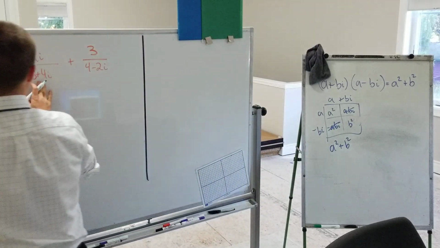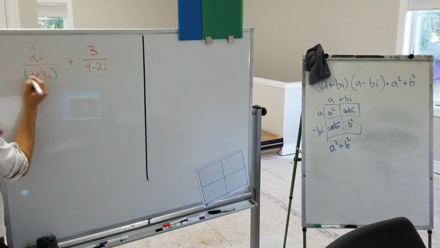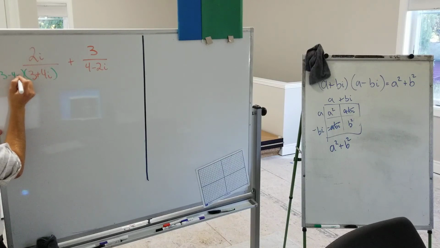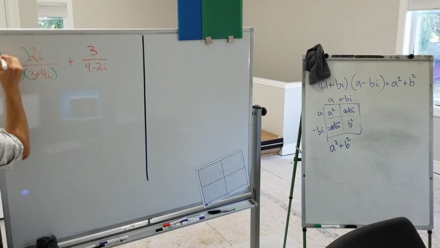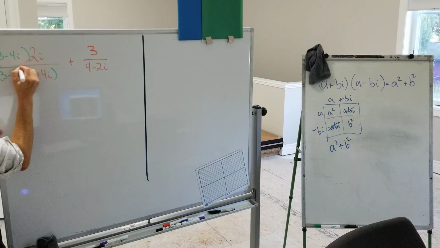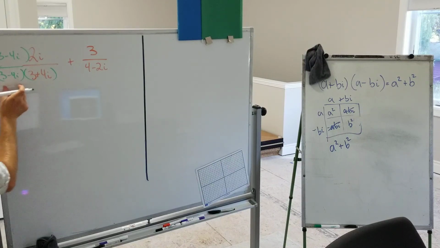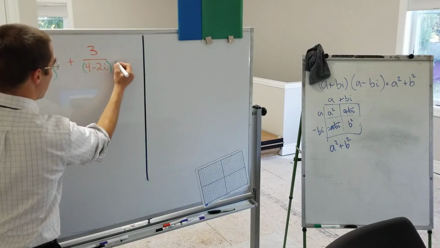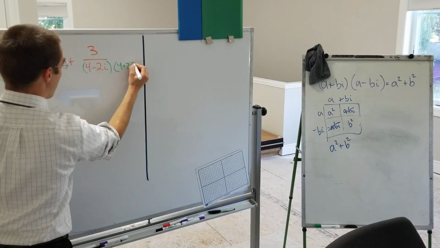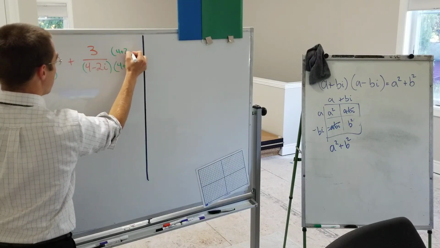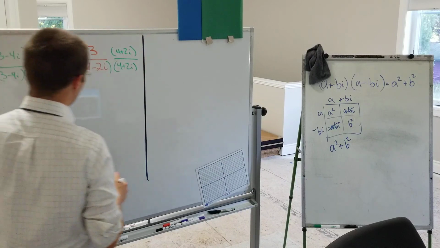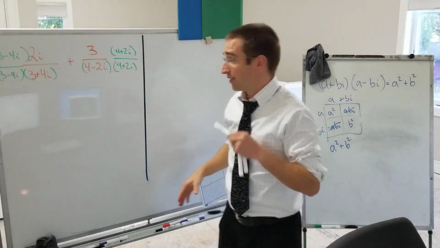So I'm going to multiply this by 3 minus 4i over 3 minus 4i, because the complex conjugate of 3 plus 4i is 3 minus 4i. I'm going to multiply the 4 minus 2i by 4 plus 2i. And I'm going to see what I get.